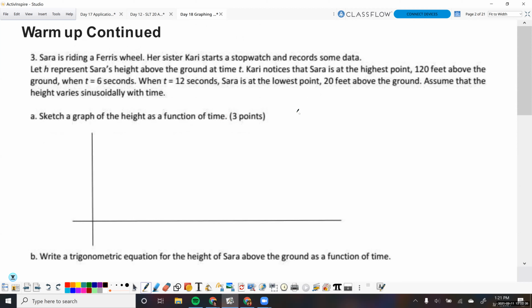Number 3, Sarah's right. Oh, this is a very similar question as we did yesterday, but the numbers are a little different. So let's take a look. Pause the video if you haven't tried this, and go ahead and sketch your graph.